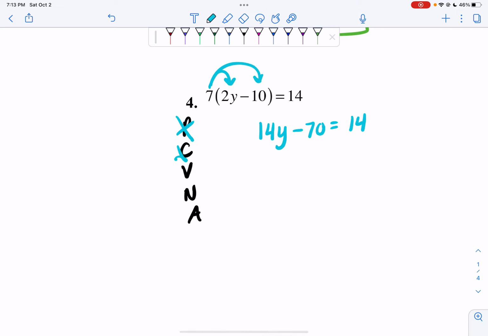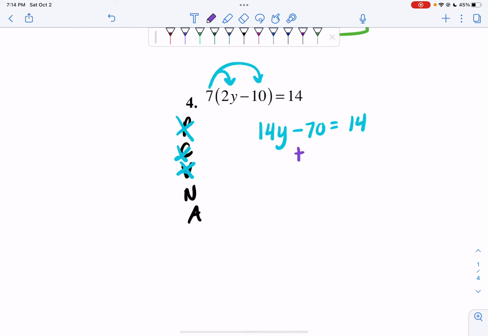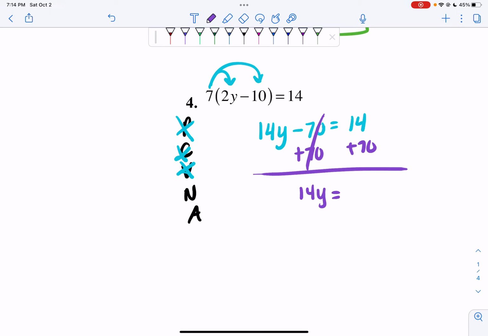Nothing to combine. Variables are on one side. My numbers aren't. So I need to move my minus 70. I'm going to add 70 to both sides of my equation. So I get 14y equals 70 plus 14 is 84.